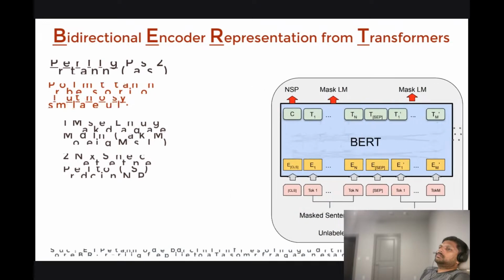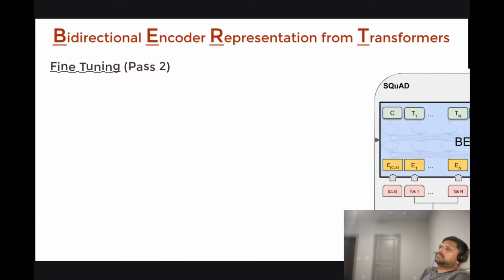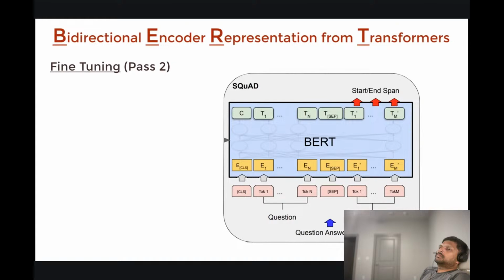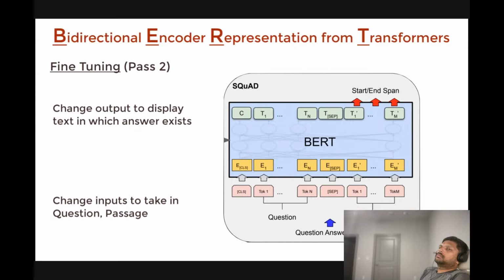Now, on the fine tuning phase, though, if we wanted to perform question answering, we would train the model by modifying the inputs and the output layer. We pass in the question, followed by a passage containing the answer as inputs. And in the output layer, we would output the start and the end words that encapsulate the answer, assuming that the answer is within the same span of text.